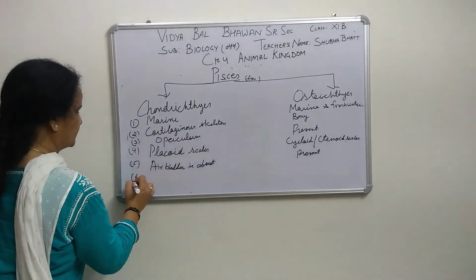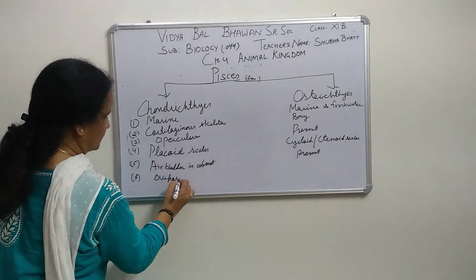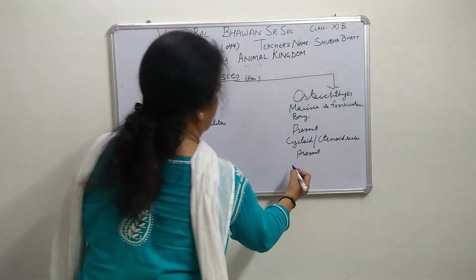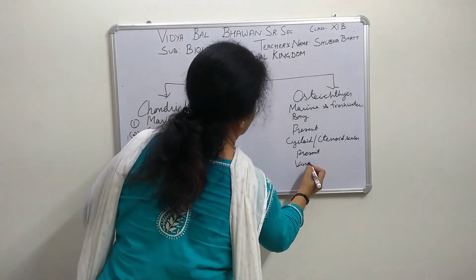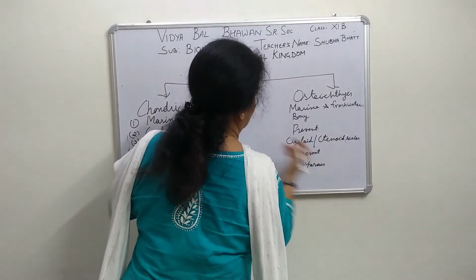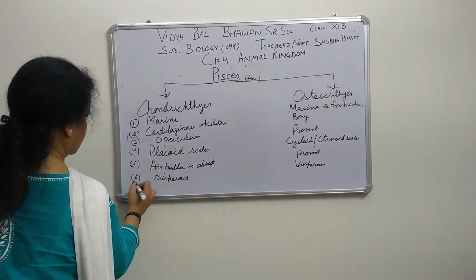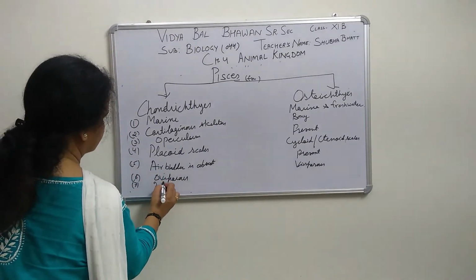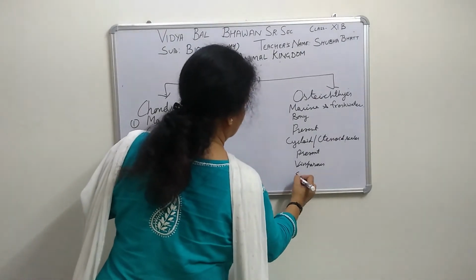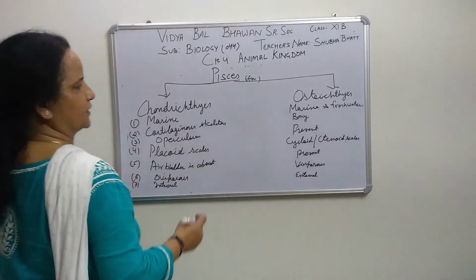Now the next one is that they are oviparous. They are oviparous. Now these are viviparous. These are viviparous. Right. Now then, the seventh one is internal fertilization. Here external fertilization. And then the other characteristics are common.